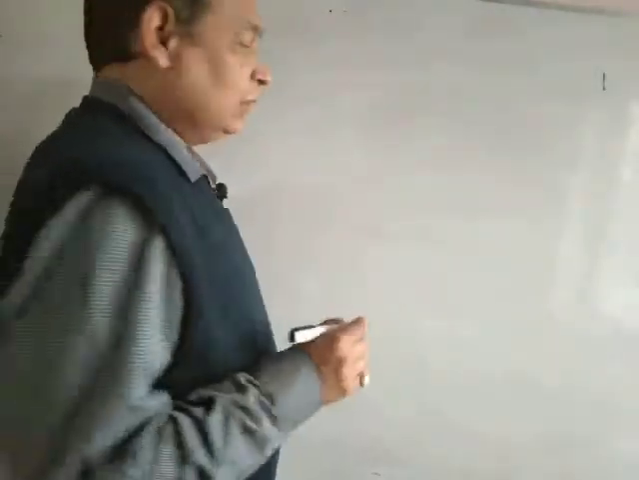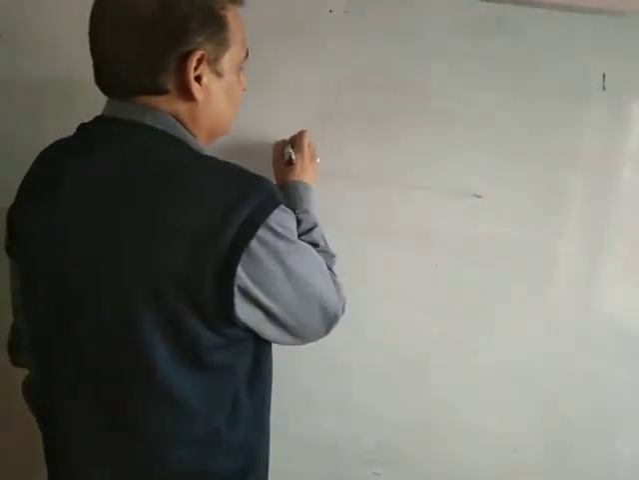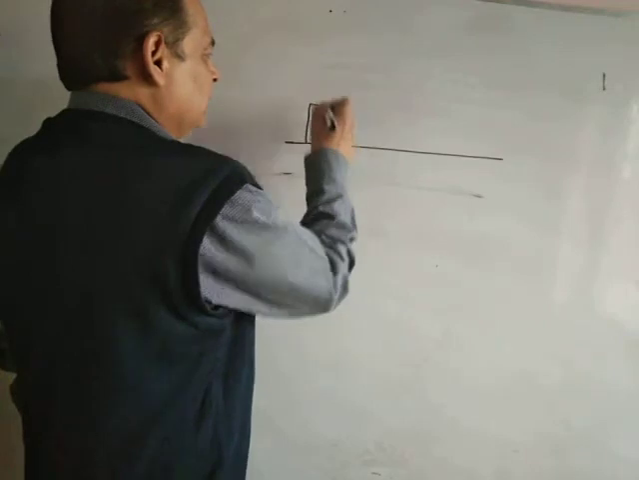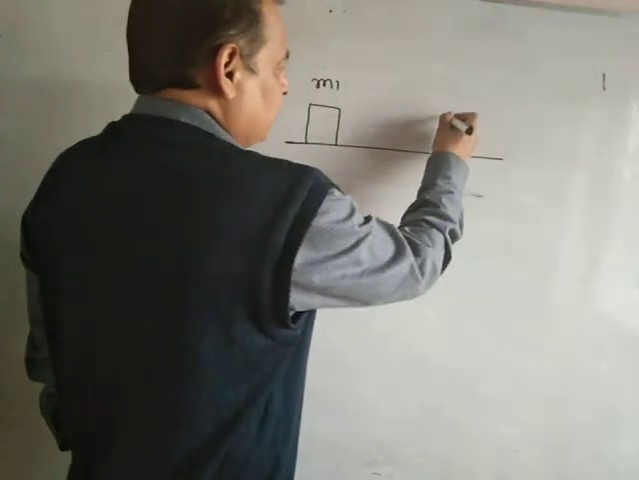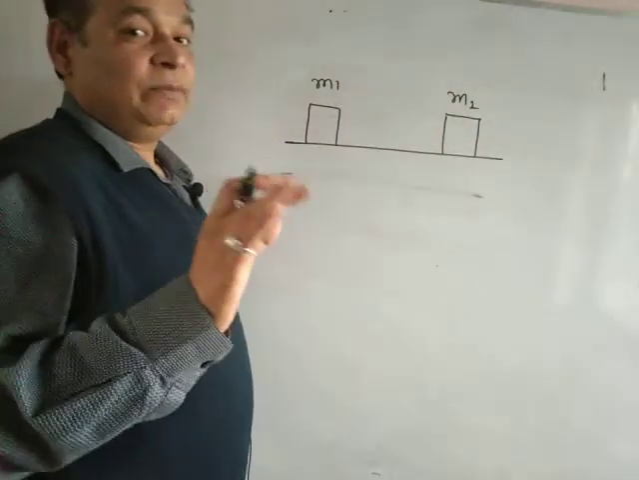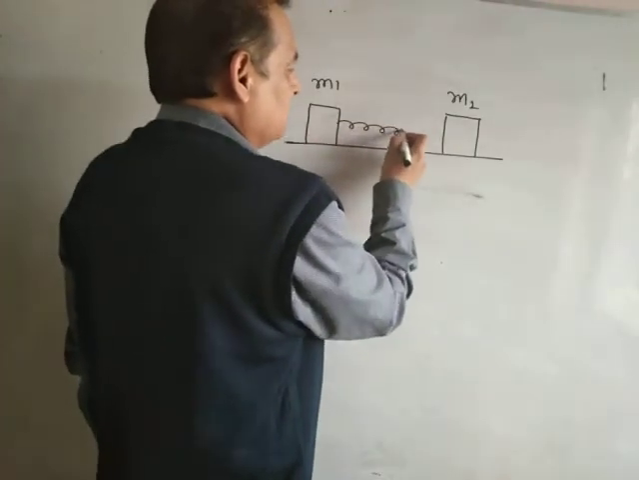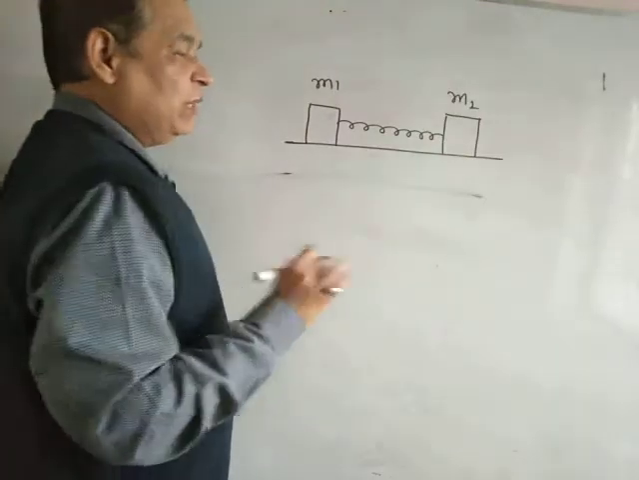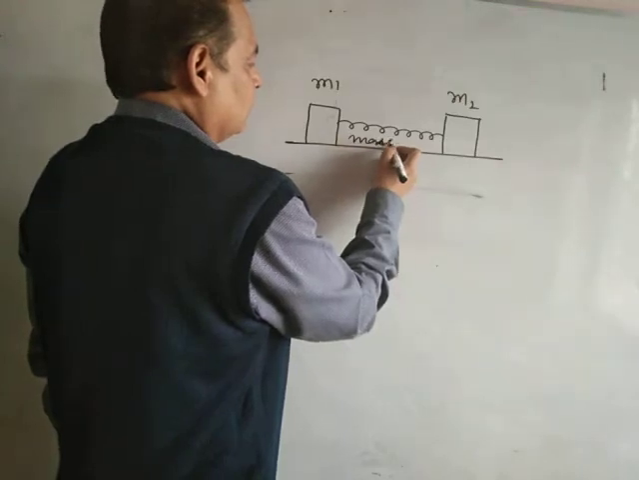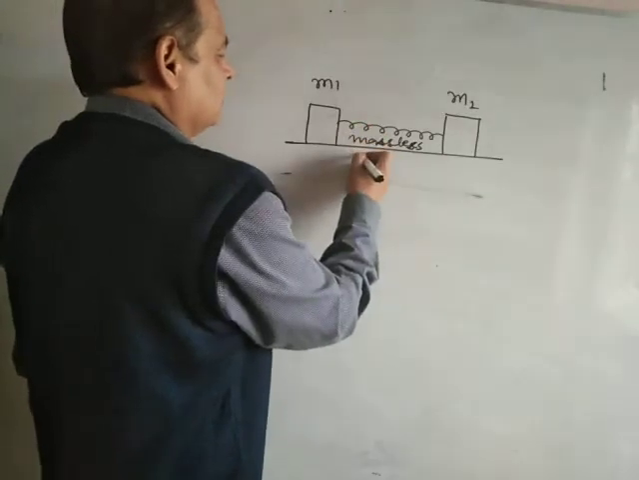Firstly, understand the question. This is a frictionless surface. There is no friction in this one, and there is a mass m1. There is another mass m2. Both are placed on the frictionless surface. These two masses are connected with a massless spring. This spring is massless and relaxed.